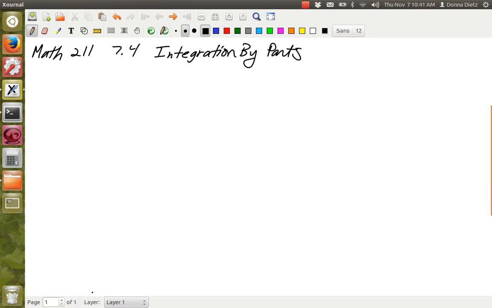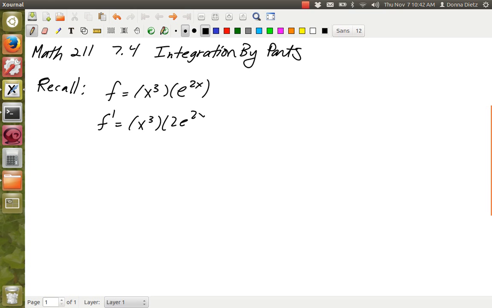This is 7.4, integration by parts. First, I want you to recall finding the derivative of functions that look like this. Okay, it's going to be first times the derivative of the second plus derivative of the first times the second.